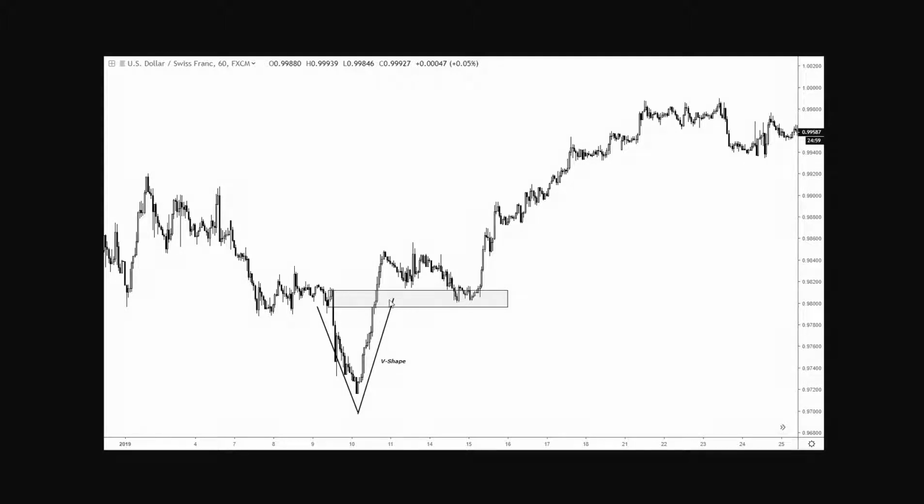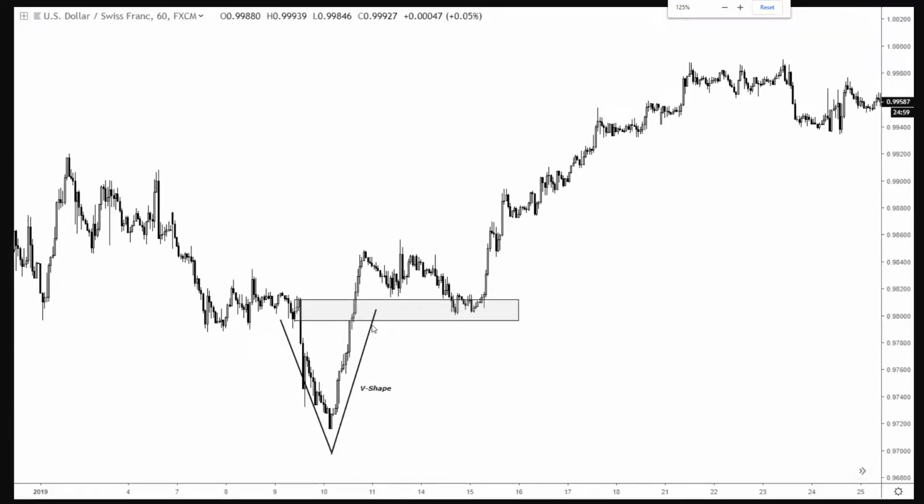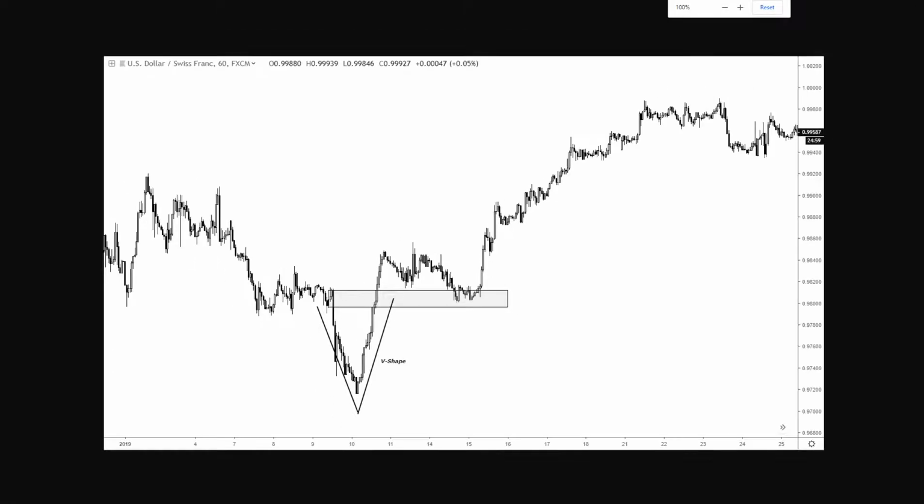And this was actually a little bit painful as well, because you can see right here that we had this rejection candle, and you might be thinking, okay, this will go lower, but price broke it quickly afterwards. So the V-shape retraces are something you should really pay attention to.